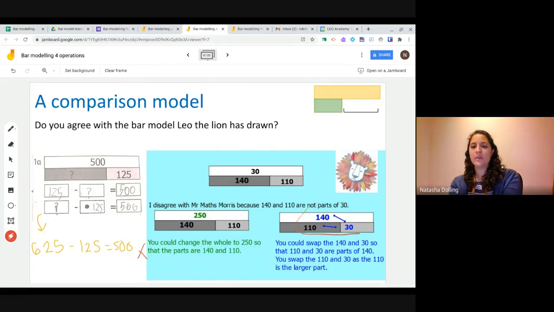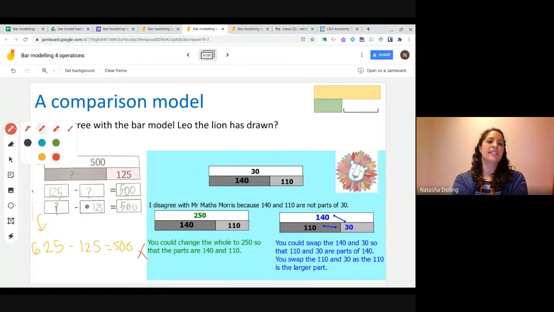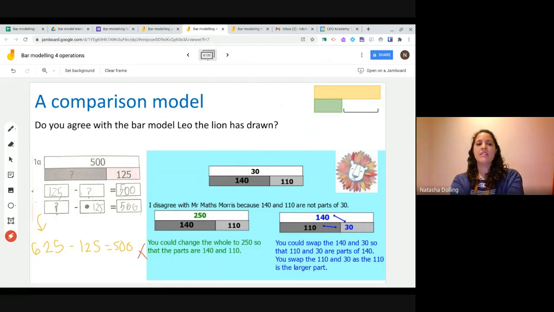Or you could swap the numbers around. It's a really important mistake to highlight with the children. Essentially, what they've done is they've just confused this with addition equations. They've remembered, oh yeah, it doesn't matter which order you put the parts in, you always get the same answer, which we know is true for addition, but it's not true for subtraction.